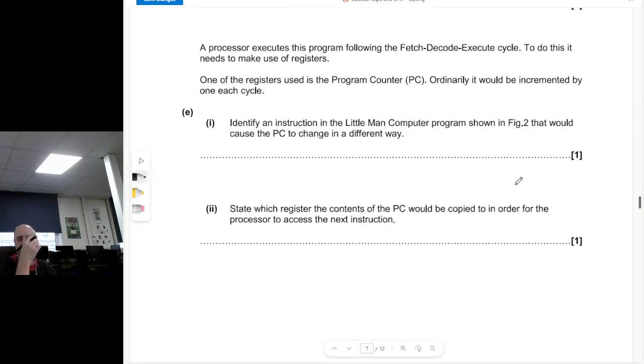Right, the next question. Quite a lot of good answers on this one. A few people were a bit off on this. Right, instructions that alter the PC. The only instructions that can alter the PC are the ones that change the standard increment, which are our branch instructions. So our branch instructions are branch always, branch plus, and branch Z, but they said in our program.